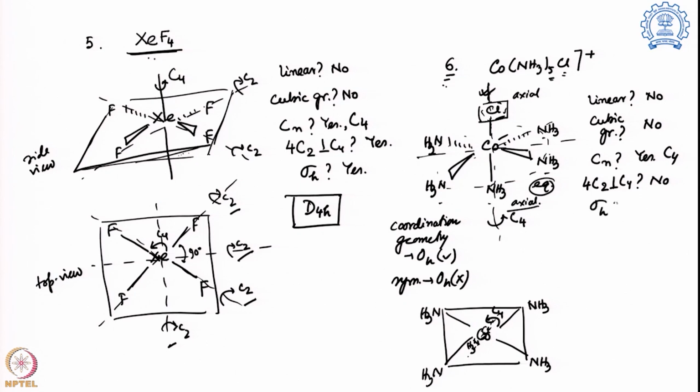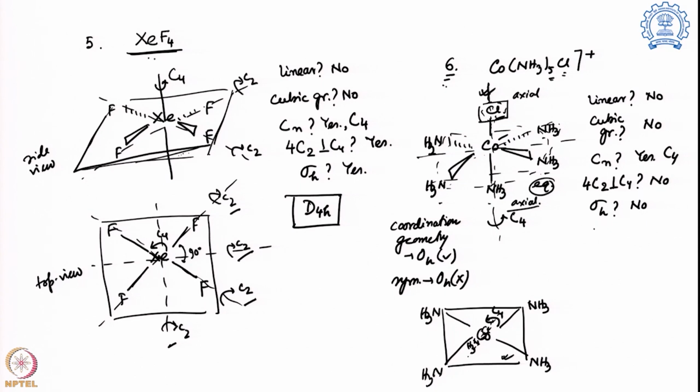Then the next question, does it have any sigma h? Sigma h again would be the equatorial plane, because that is the only plane perpendicular to that C4. All the ammonia in the equatorial plane and the cobalt are going to be as they are if I do a sigma operation around this particular plane, but this chloride and ammonia will exchange places, and again it is breaking the symmetry. So you can say there is no sigma h.